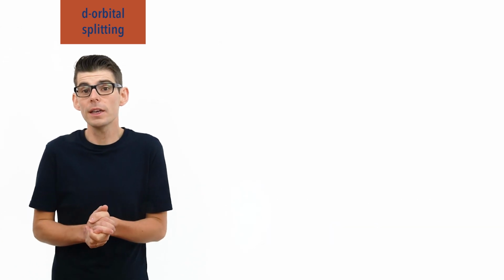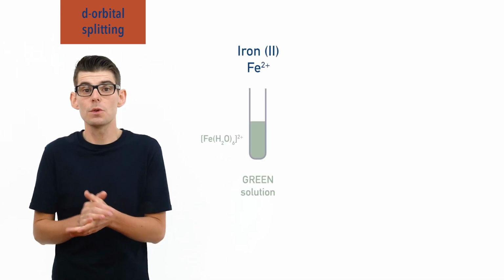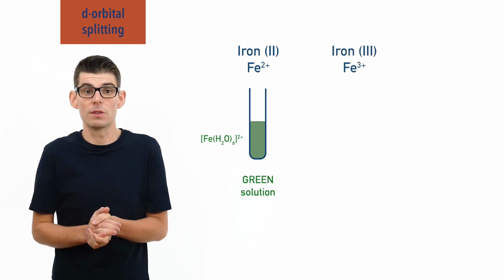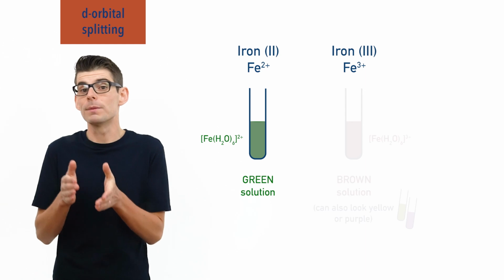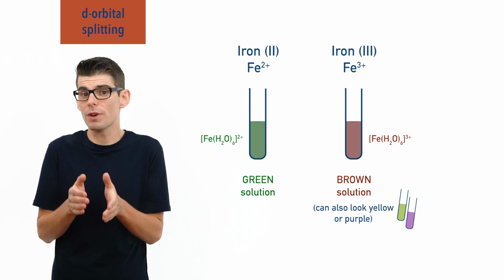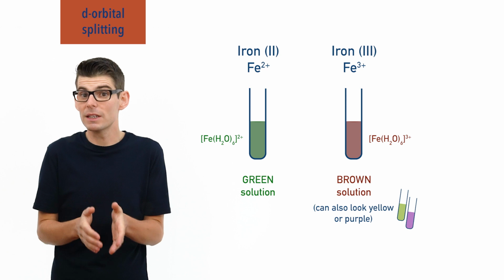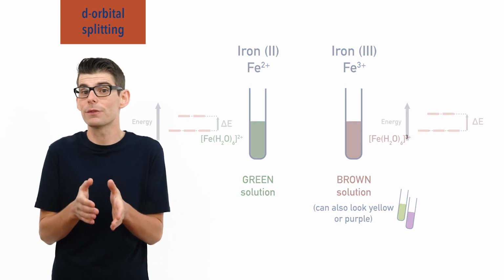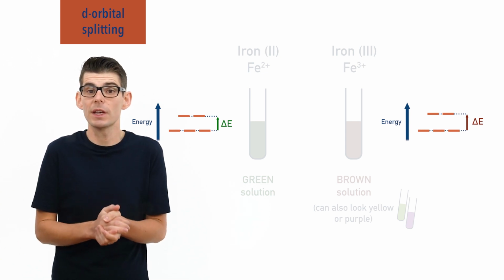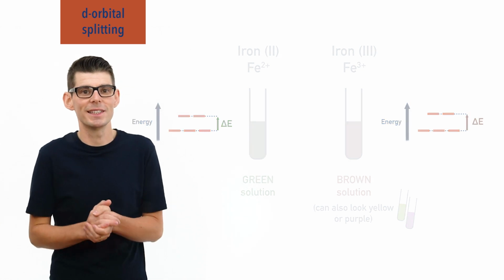For example, iron ions with a +2 oxidation state, iron 2, form green solutions when dissolved in water, whereas iron ions with a +3 oxidation state, iron 3, form red-brown solutions when dissolved in water. This is because the mass-to-charge ratio for the Fe2+ and Fe3+ ions are different, meaning that outer d orbitals are split by different amounts of energy, giving a different energy gap, and meaning different wavelengths of light are absorbed as electrons get excited from the ground state to an excited state.